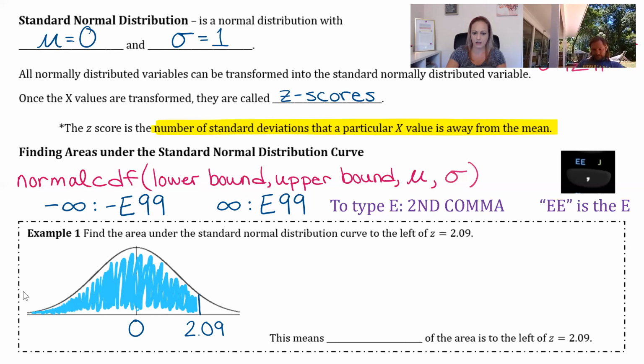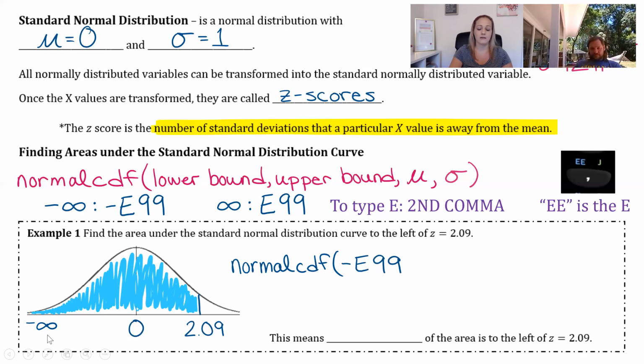Whenever you're finding area under a curve, that's going to be normal CDF. And then we have to think about what the lower bound and the upper bound on that area is. The lower bound is basically your end point all the way to the left. This curve goes on forever to the left, so whenever your lower bound is all the way to the left, that's going to be negative infinity. So we're going to do negative E99 for the lower bound. The upper bound is where that shading stops on the right, which is right here at the 2.09. So 2.09 will be your upper bound. And since it specifically says that it's a standard normal distribution curve, mu is going to be 0 and sigma is going to be 1.